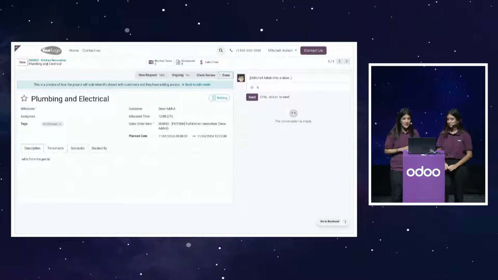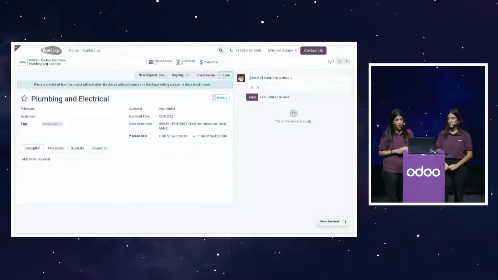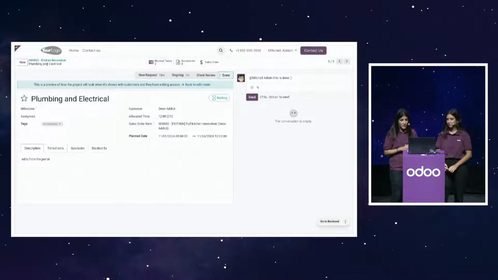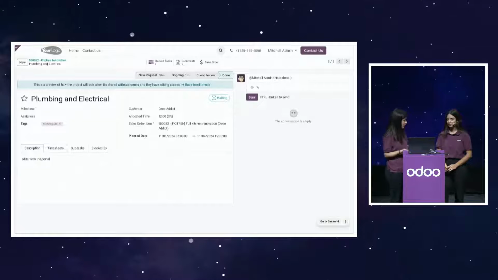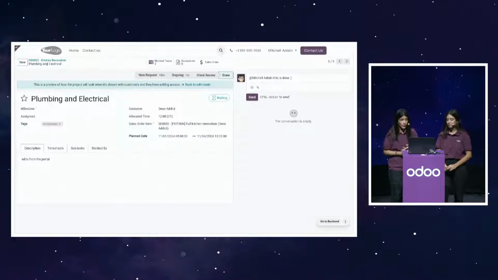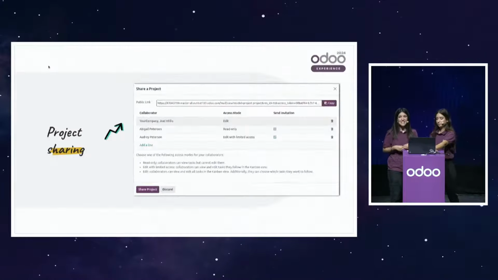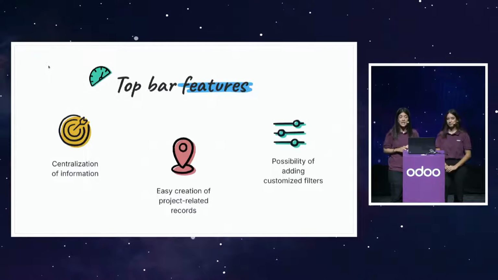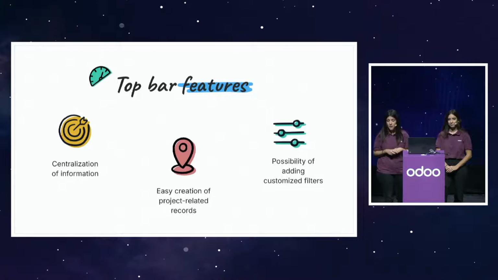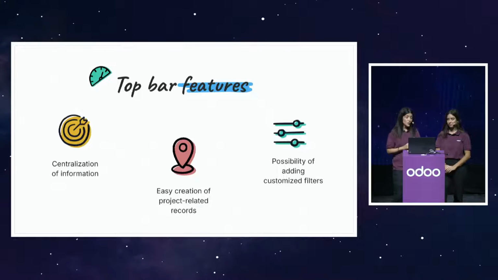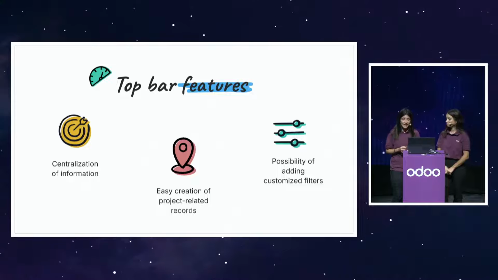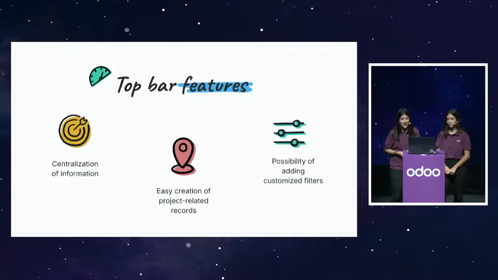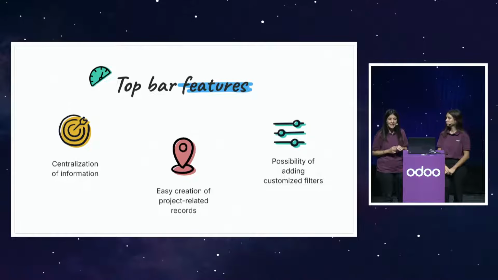Lots of businesses use project as a central point of their operations, and currently browsing to the related records like sales orders, purchase orders, or invoices is not convenient because it requires switching from view to view using smart buttons and breadcrumbs. That's why Odoo decided to make navigation easier by adding a customizable tab bar at the top of the task views. So in Odoo 18, we are introducing the top bar.